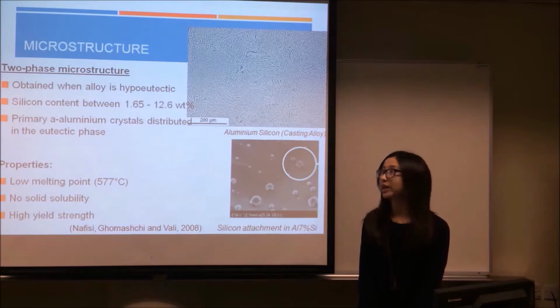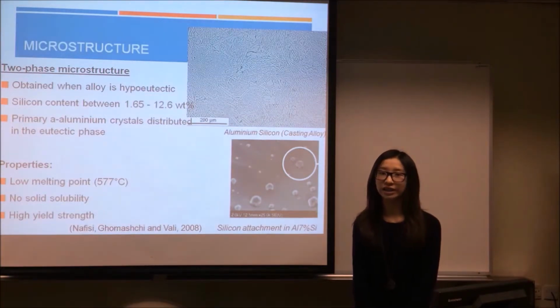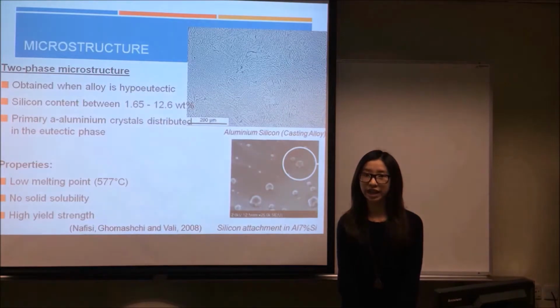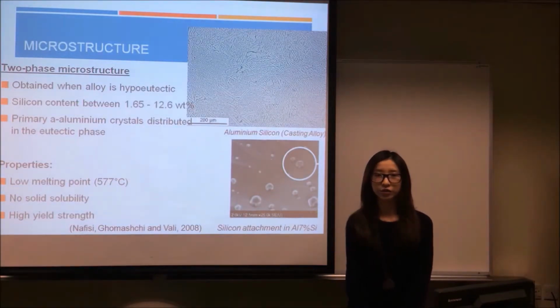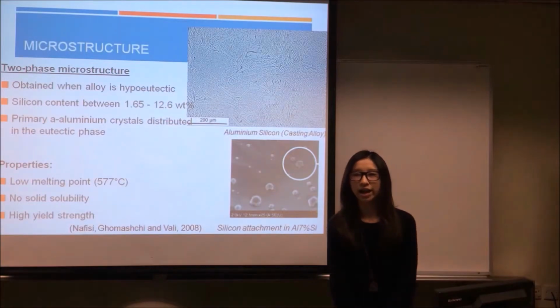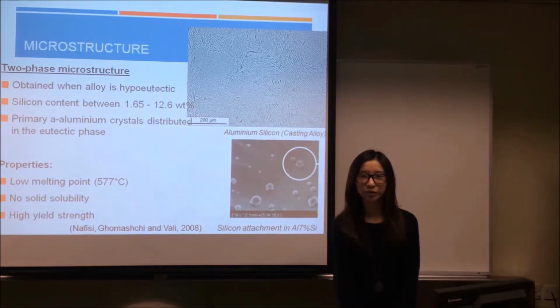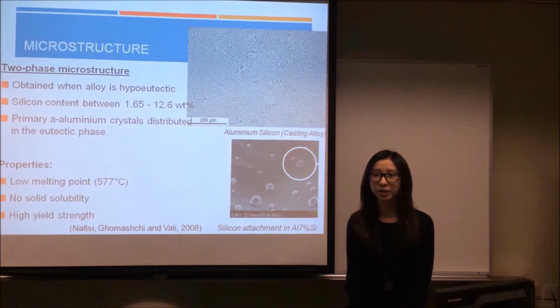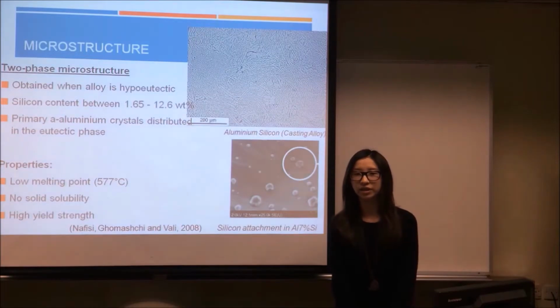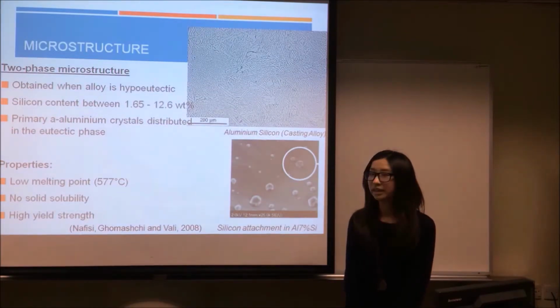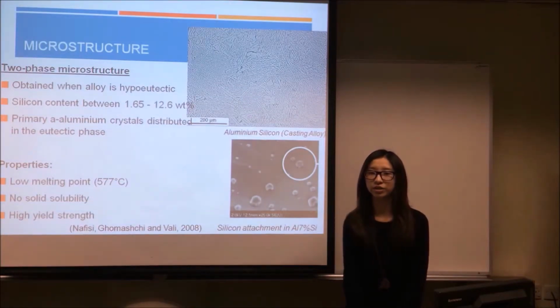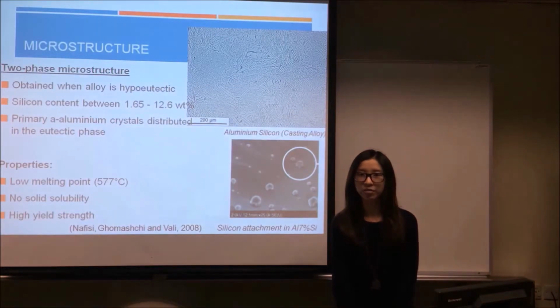The two-phase microstructure is obtained when the alloy is hypoeutectic. An alloy with a silicon content between 1.65 and 12.6 weight% will be two-phase. In the two-phase microstructure, the primary alpha aluminium crystals are distributed in the eutectic phase, as seen in the figure, which has a low melting point of 577 degrees Celsius.